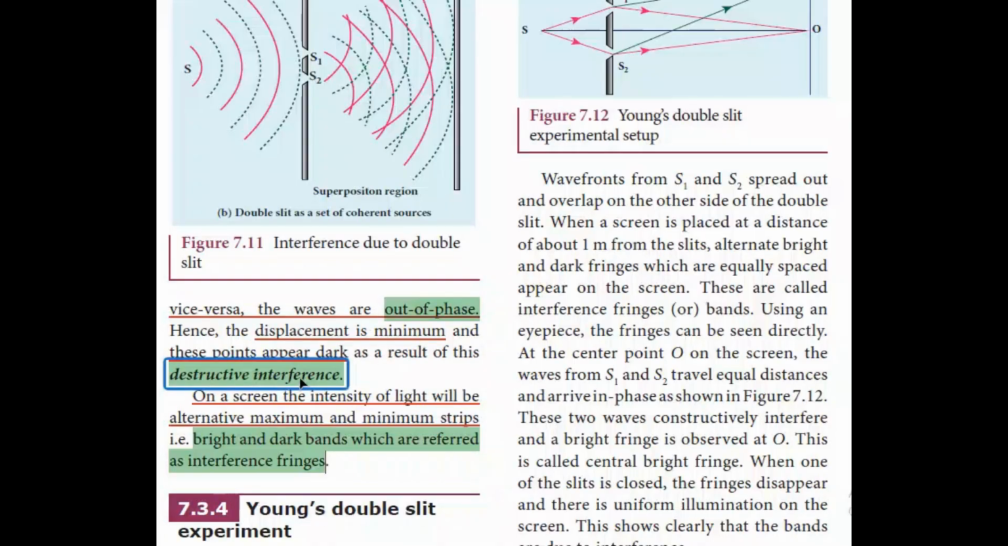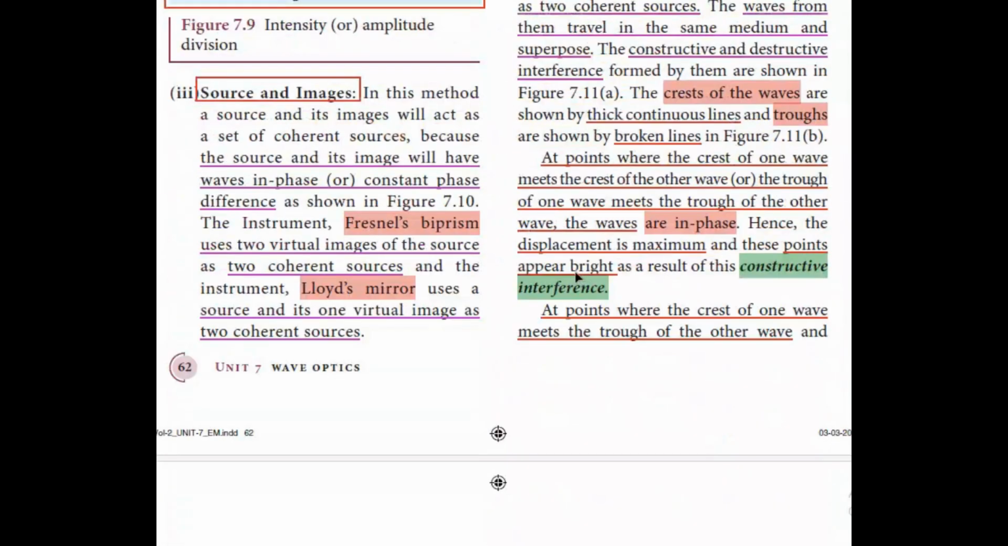Now, how do we get bright fringes? For that we have constructive interference, and in this case we have the points where the crest of one wave meets the crest of the other wave, or the trough of one wave meets the trough of the other wave. Therefore, the waves are in phase with each other, the displacement is maximum, and these points appear bright as a result of constructive interference.